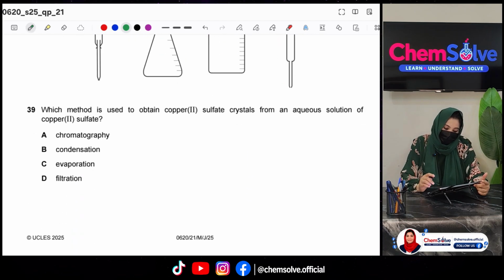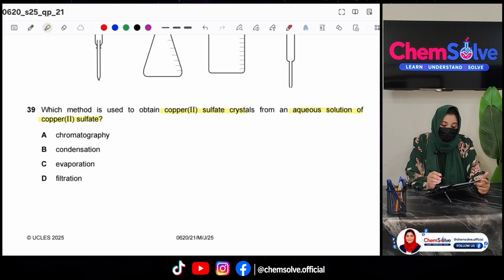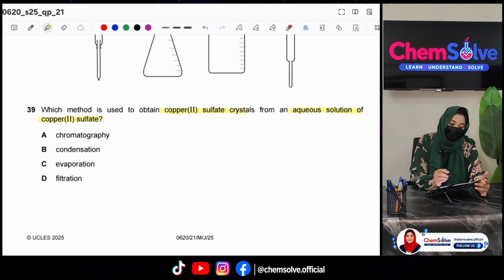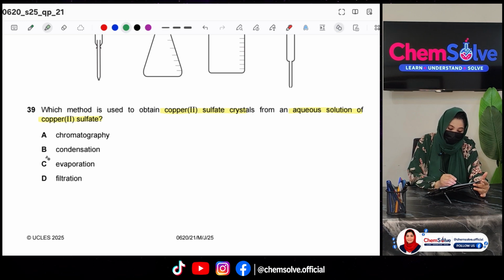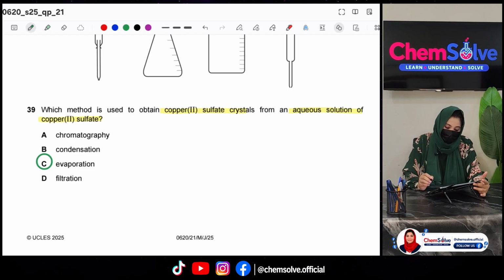Which method is used to obtain copper sulfate crystals from the aqueous solution of copper sulfate? There's a mixture of copper sulfate and water, and we have to dry it up. We just have to remove the water and get the dry crystals of copper sulfate. So to get the dry crystals, we use evaporation. So C is the correct option.